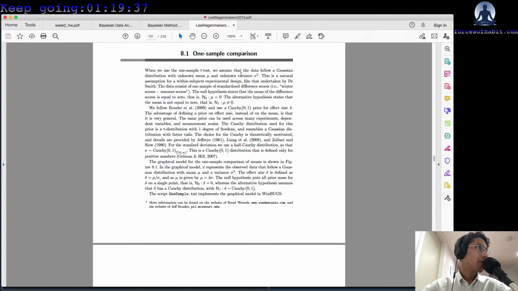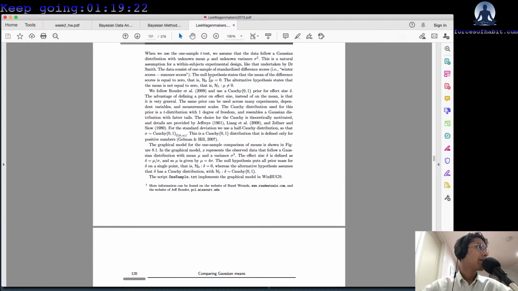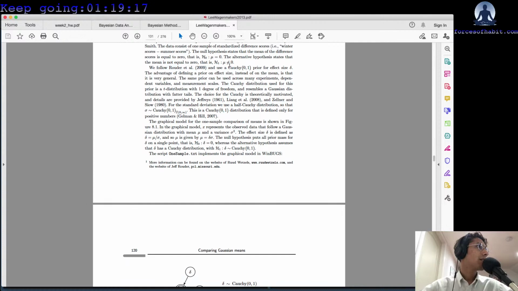So we assume the data follows a Gaussian distribution, and we don't know the average or the variance. The null hypothesis states the mean difference is equal to zero. The alternative states not equal to zero. Use a Cauchy.